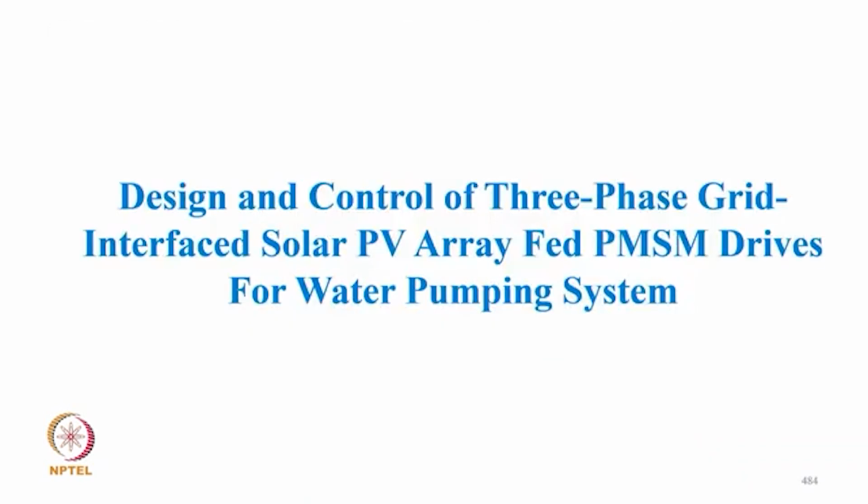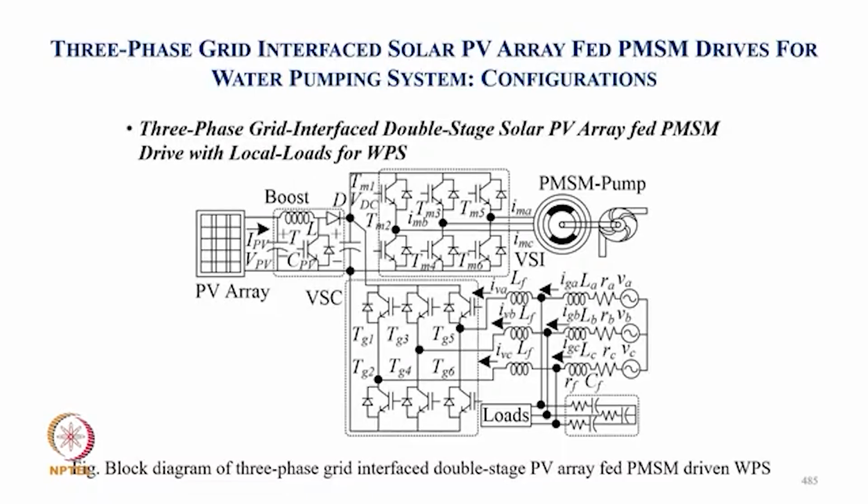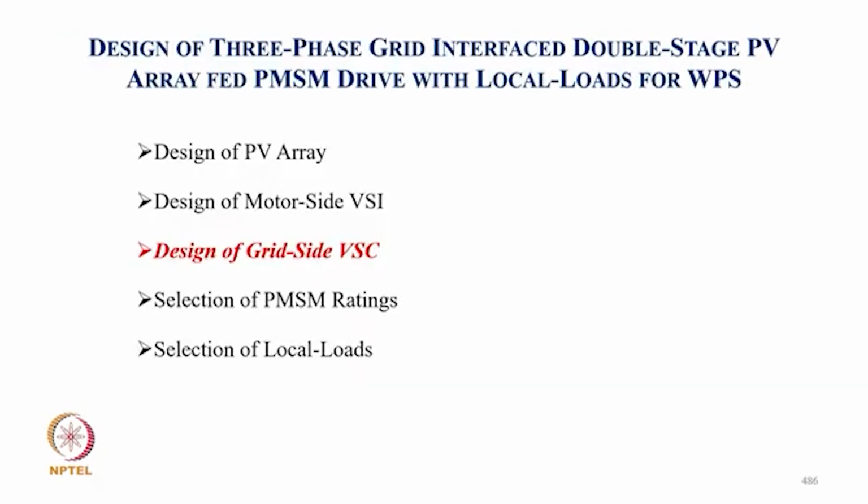Now coming to design control of three-phase grid interface PV array system. This is where we have a three-phase grid and three-phase local load, and then a voltage source converter, and then a boost converter with ambient conditions. So extra power is generated and fed to the grid, or we can take power from the grid for uninterrupted operation of the pump drive for 24 hours.